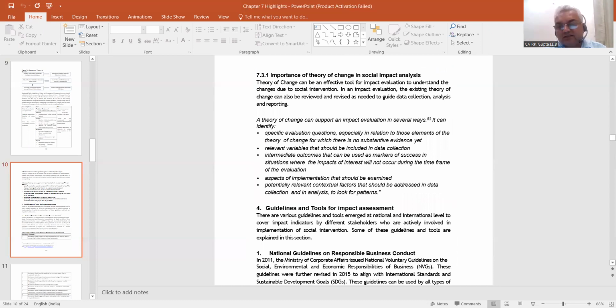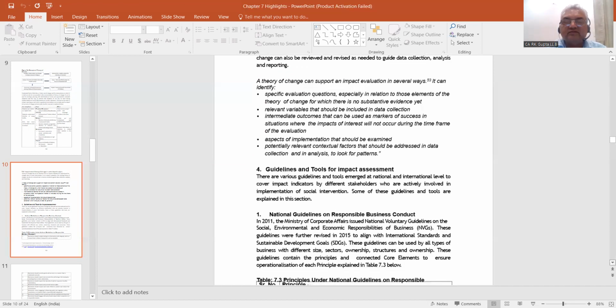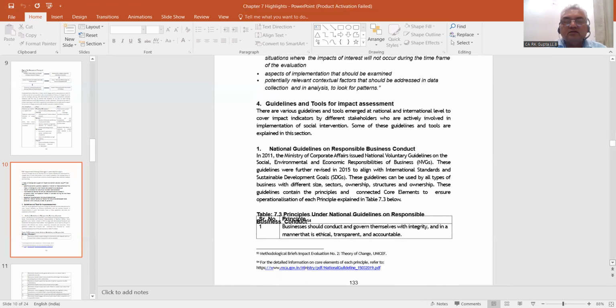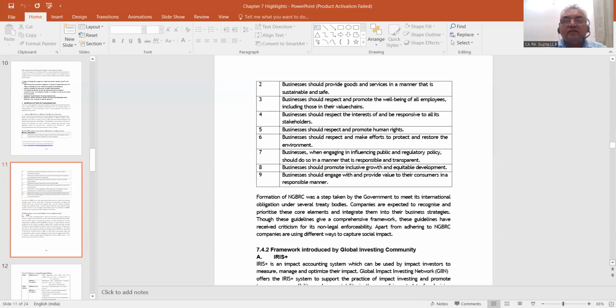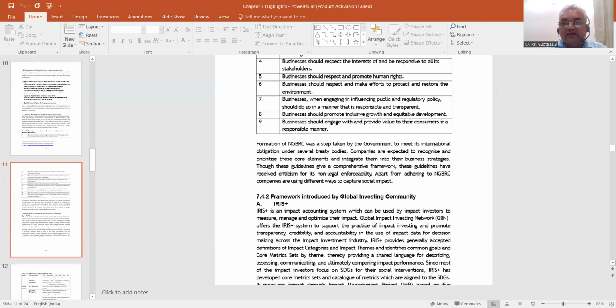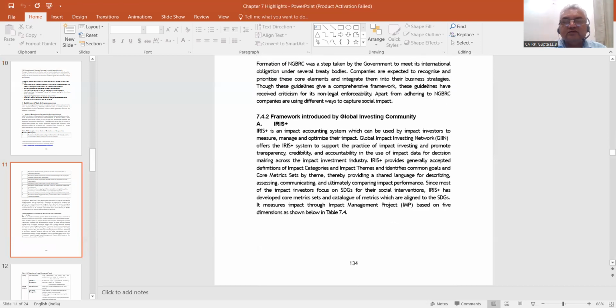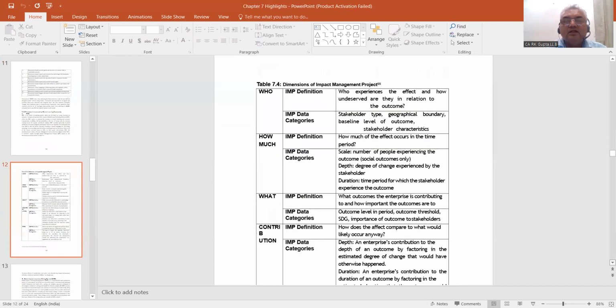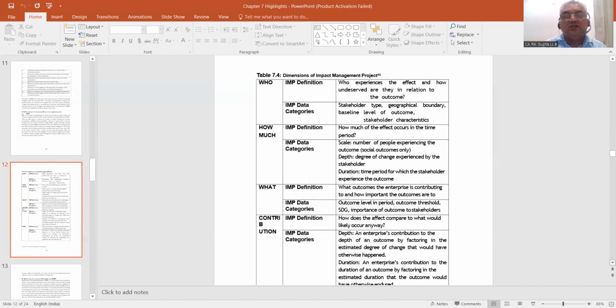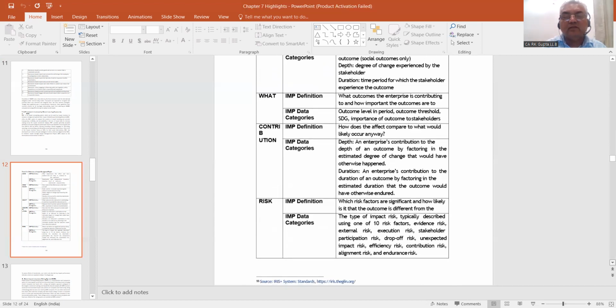So there are various guidelines and various tools for impact assessment. There are national guidelines on responsible business conduct. This also we have covered. Then these are the principles. Then framework, IRIS framework, we saw. This also we have covered. And dimensions of impact management project, who, how much, what contribution, this all we have seen.